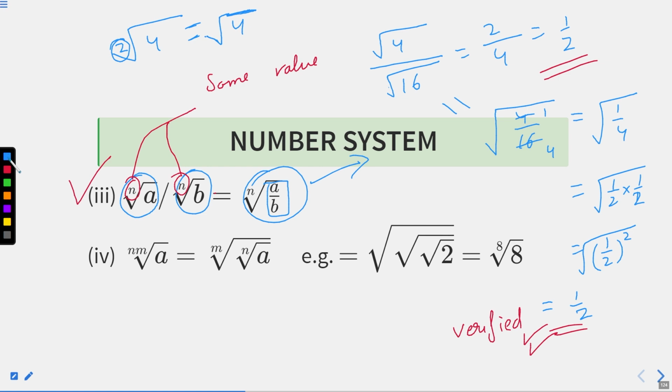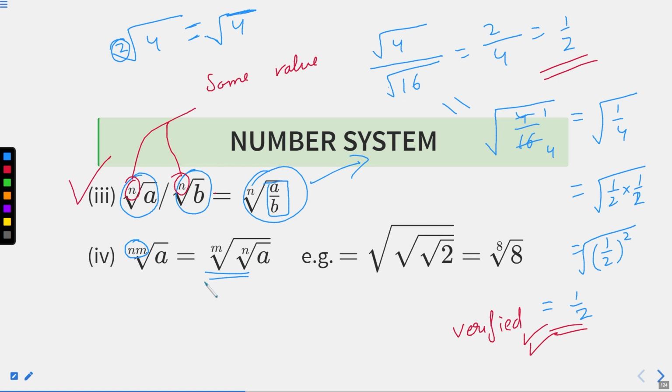Now let's see the fourth property, what it says. The fourth property says that if a number is the product of n and m, then the nm-th root of a is equal to, I can rewrite it like this, the mth root of the nth root of a.